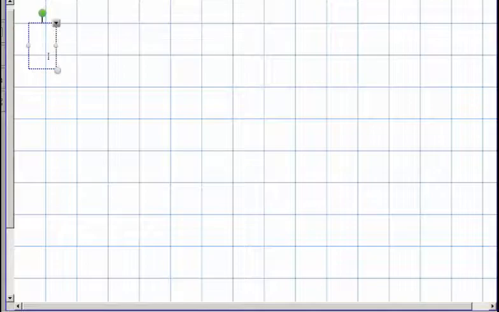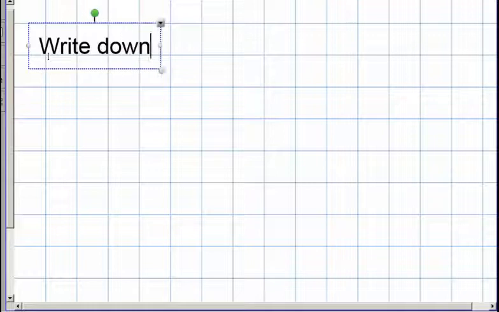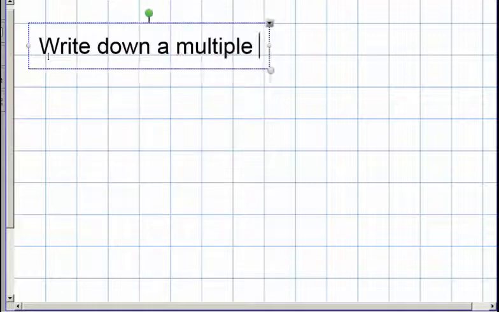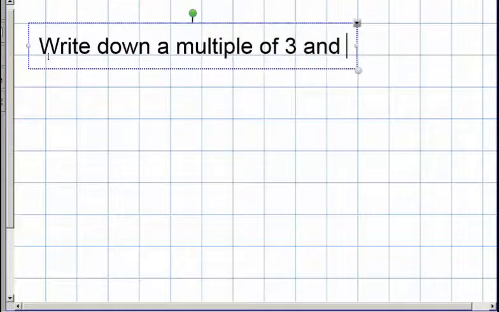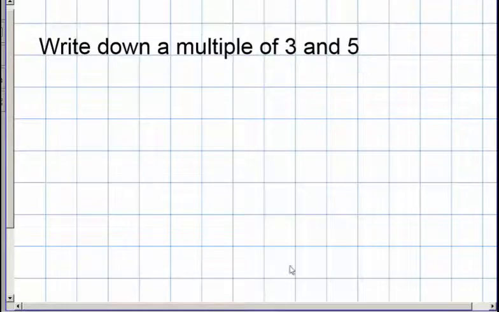Here's one. Write down a multiple of 3 and 5. Now, how could you do that? Well, the simplest way would be if you multiplied 3 times 5, which is 15. By multiplying 3 by a number, you've got a multiple of 3. By multiplying 5 by a number, you've got a multiple of 5.